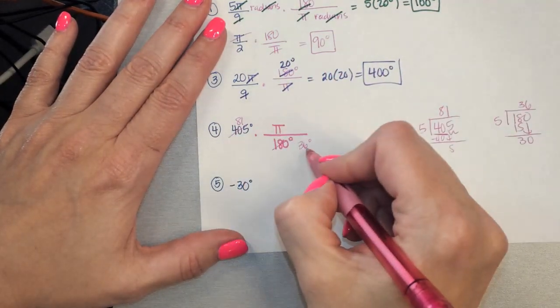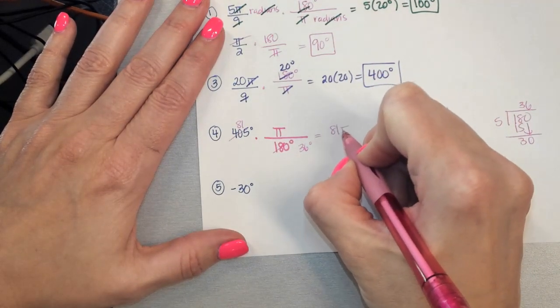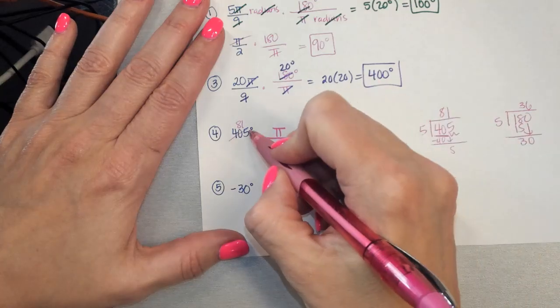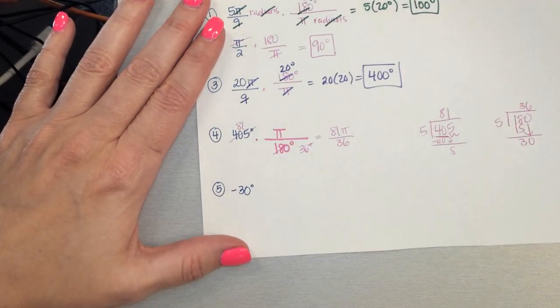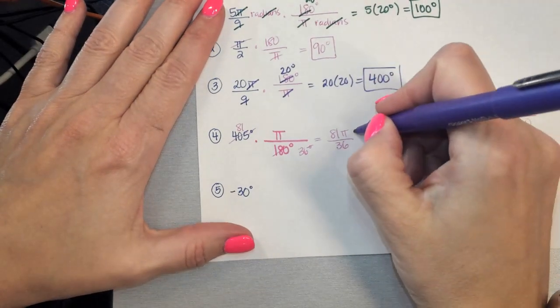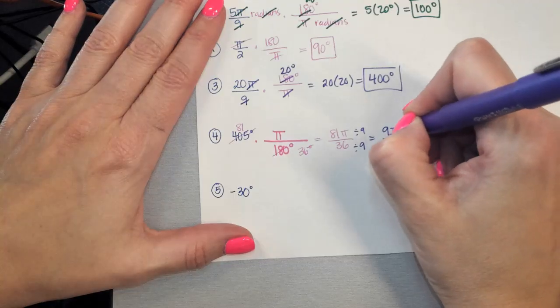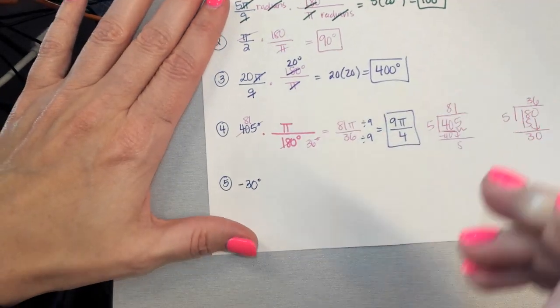Okay, and then there's still a number that goes into both of those. Do you guys know? I guess we can keep off the degrees. Yep, divide by 9. So 9 pi over 4.